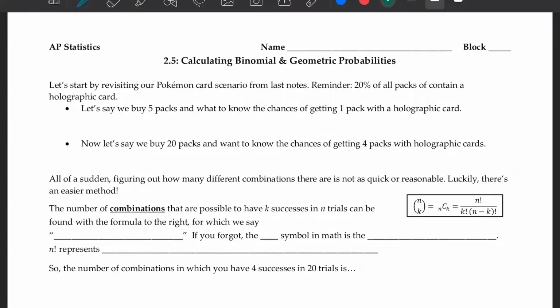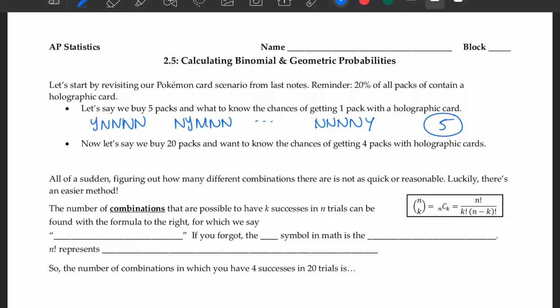So let's get into that and think about how many different ways that is possible. Take a moment to think about it. What you should have said is 5 different ways that can happen. Maybe the first pack has it and nothing else, or the second pack, or the third pack, and so on and so forth, all the way to it's not until the 5th pack that you get a holographic card. So 5 different ways that is possible. Not too bad to think about and work through. But let's ramp it up a little bit here.